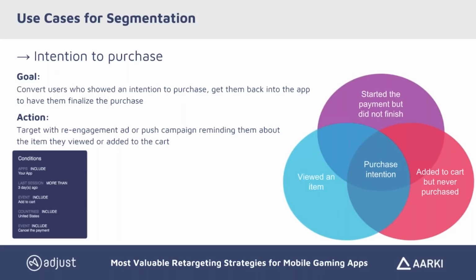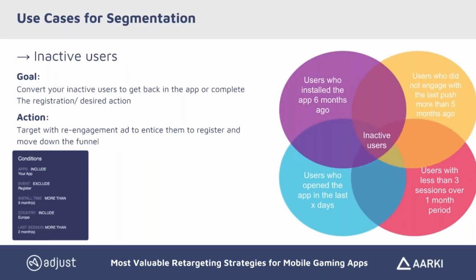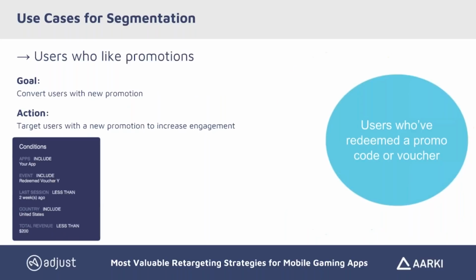Then intention to purchase. These are all users that have shown some interest or intention to purchase, but never really ended up doing it. So they started a payment and never finished, they added something to the cart but never purchased, or have been viewing an item more than once. Here we can define this kind of audience. Then inactive users. In this case, for the conditions, as you can see, we excluded the users that registered, for instance.